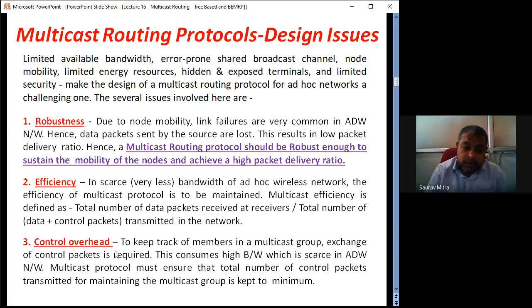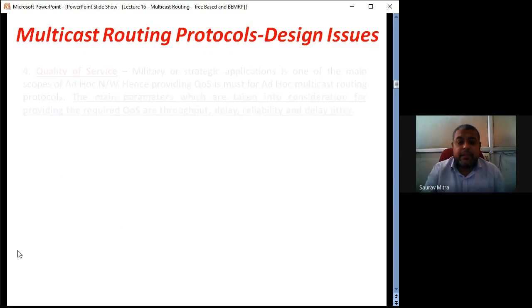So we require control packet, but there should not be too much of control packet because too much of control packet will reduce efficiency. So too much of control packet will increase the control overhead. So this is actually an expense for the network. That should be as less as possible.